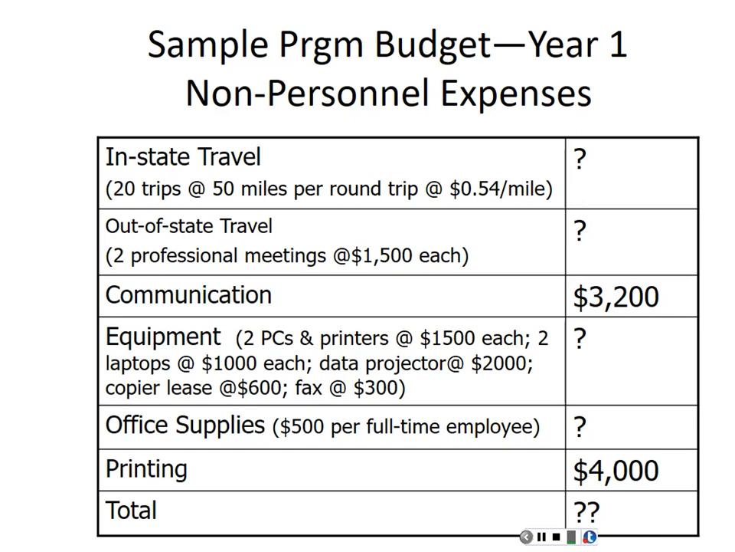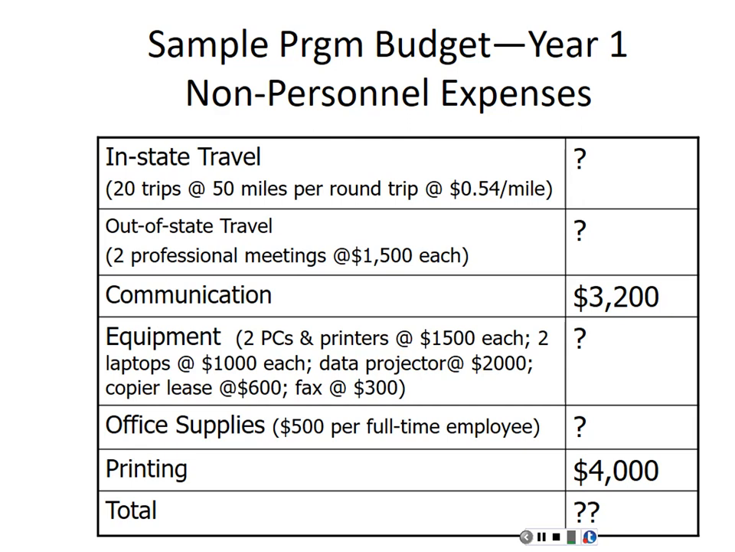You need computers for your staff. You need printers. You need data projectors to give your presentations. This is office equipment. This is not including medical equipment. So you estimate the number. First you estimate what types of equipment you need, the number of each unit, and the average cost of each, and then you total it.